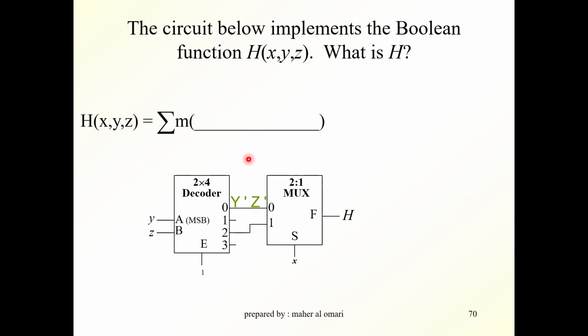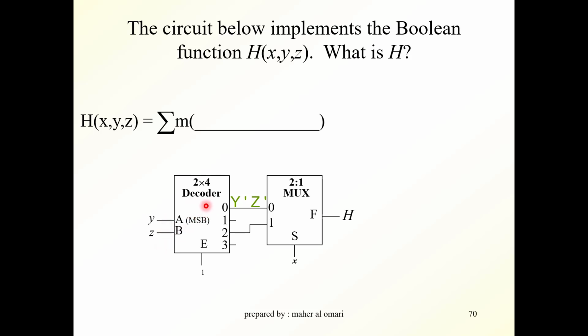Okay, let's look at this circuit. The circuit here implements a function h, which has a domain x, y, z. Note that x is the select line of this multiplexer, and z and y are the select lines for this decoder. What is h as a function of the inputs x, y, and z?